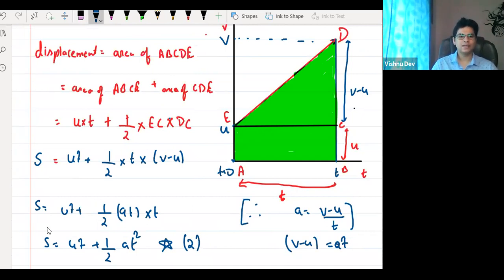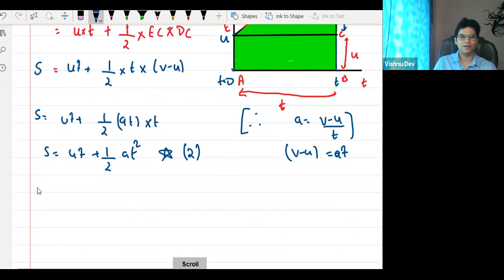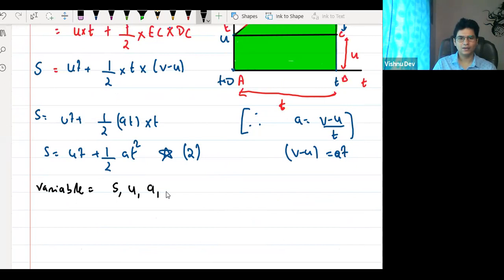Here, see, this is a displacement, right? It can be x also, but generally it is written as s, right? Tell me, what are the variables over here? Everyone, tell me. Yes, s. Initial velocity. Yes, a, t. Yes or no? Displacement, initial velocity, acceleration.